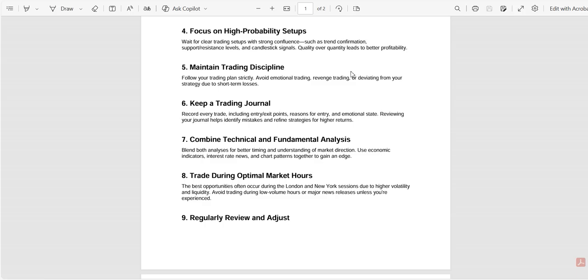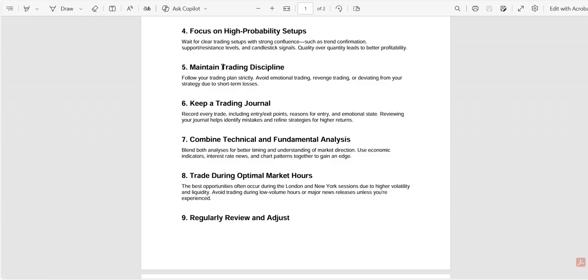Okay, I hope you understand what that means, and I just gave you guys a breakdown of what focus on high probability setups means. I'm going to dive deep into it in the future and explain more, giving you guys more information about it. So, okay, now let's go to point number 5.